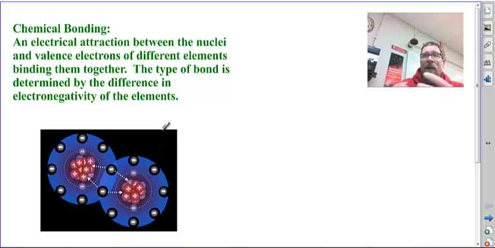Okay? So a chemical bond is really a chemical bond. It's the attraction of electrons not only to their own nucleus but another. Now, what properties that yields makes them different. The bonds, though, as noted here in the notes, are defined by their difference in electronegativity of the elements.